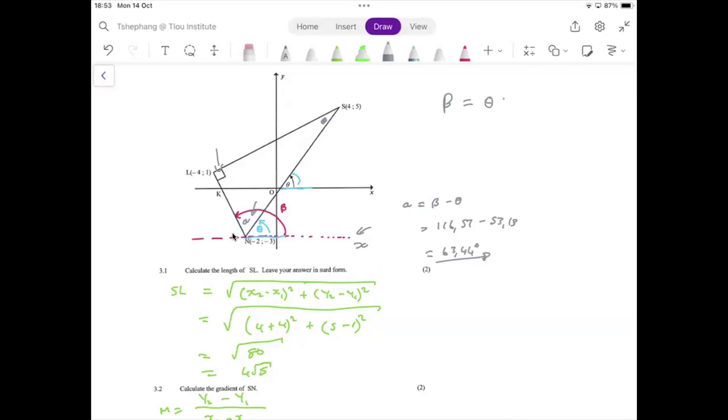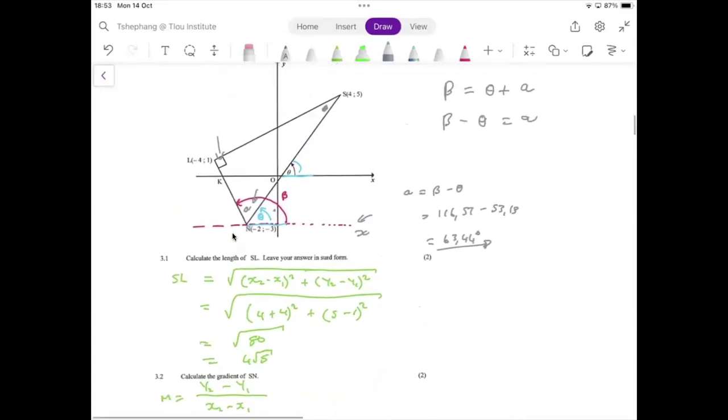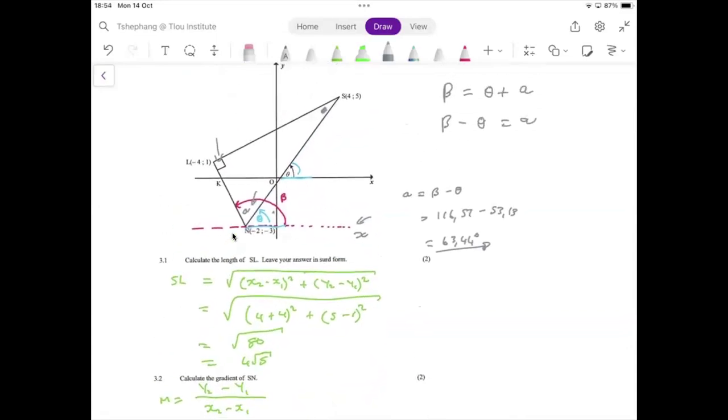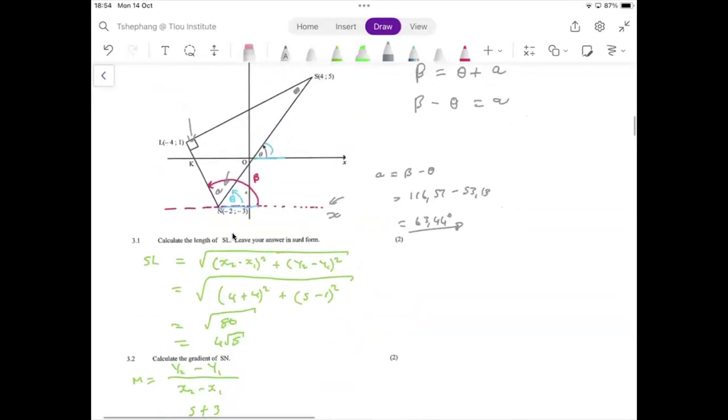So beta minus theta is equal to alpha. Sorry, let me just go back. Theta we already have. We calculated it in one of the previous questions, and we can use corresponding angles to put it there. Now, beta would be easy because beta would be the gradient. Remember, tan of beta is the gradient. That is why I said tan of beta is equal to -2. Once you have -2, you just need to find the angle, then substitute beta there, subtract theta from beta, and you are going to get alpha as 63.44.